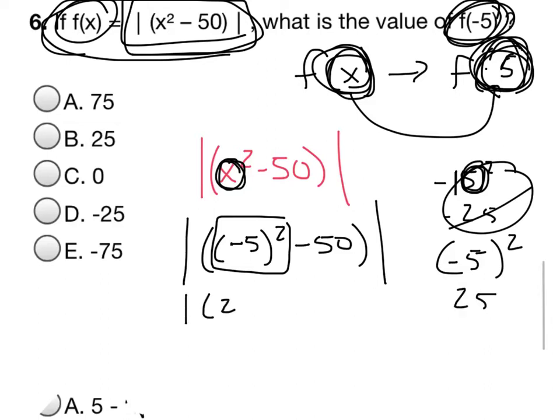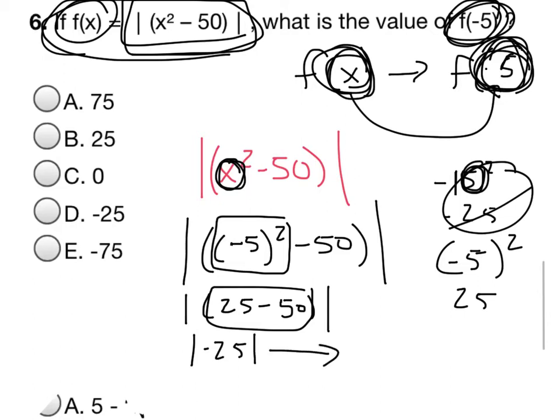So that'd be 25 minus 50, like that. What's 25 minus 50? Negative 25. And then what do these absolute value signs do? They get rid of the negative. Goodbye! I don't know why I did that. But the answer is 25 and you're done.